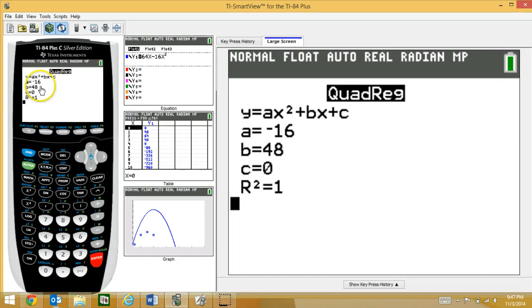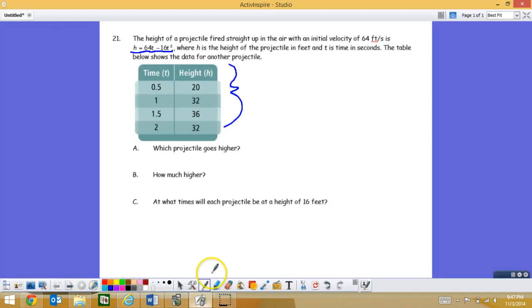So that is the equation. Basically, it's going to be negative 16t squared plus 48t. So I'll go back here and write that down. The equation for the height of this object is equal to negative 16t squared plus 48t. That is the equation that describes the projectile in the table.